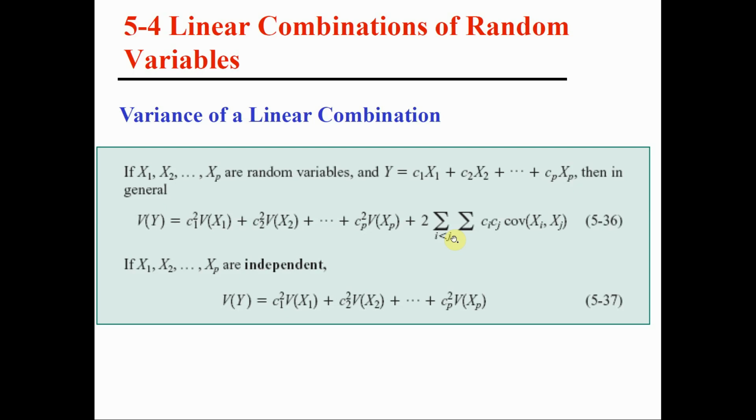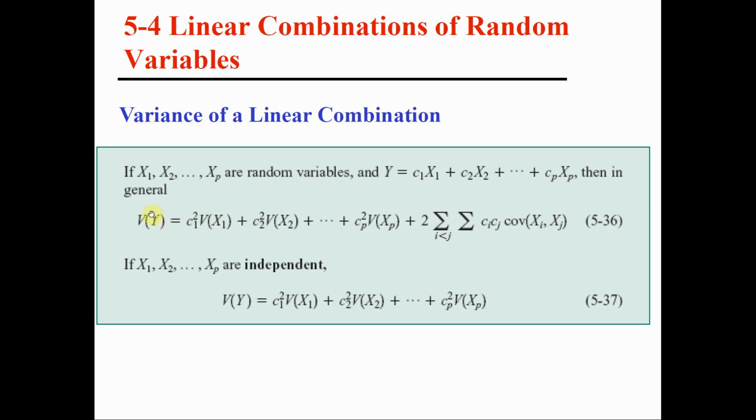Let me make it clear by mentioning an example. If we have only 3 terms, so imagine that we have 3 random variables, x1, x2, and x3. And we define y to be c1x1 plus c2x2 plus c3x3. So we have only 3 terms in our linear combination. The question is, how do we calculate the variance of y, assuming that these variables, x1, x2, and x3, are dependent? They're not independent.